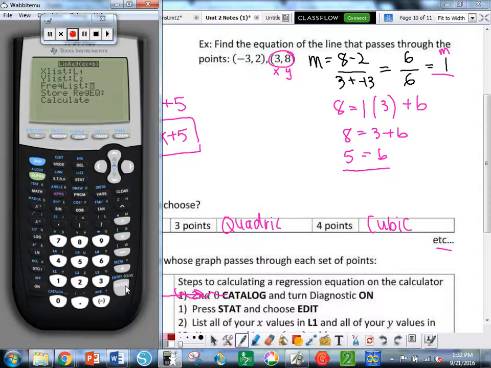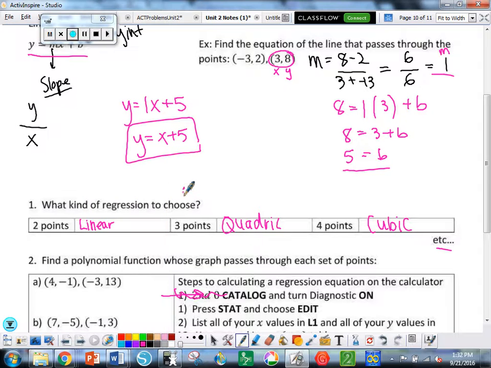We don't have to worry about this frequency list thing. We'll talk about the store regression in a minute. So you want to go calculate. Now, yours again might look a little bit different than mine. You may not have the r squared and the r. I'll talk about r squared and r in just a minute. But does it have a equals 1, b equals 5? Isn't that what we got right here?